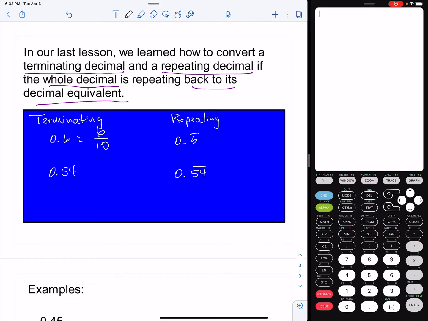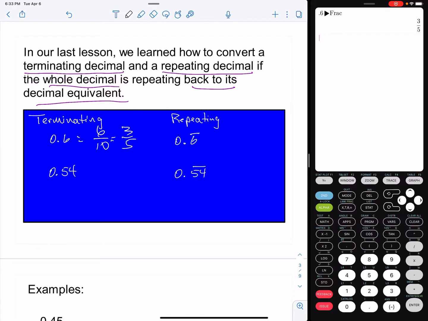Now, if you remember, what I taught you to do is just simplify on the calculator. So I've got my calculator pulled up, which is a similar calculator to the one that you're using in class right now, or that you're using on the computer. And all you have to do is type in the decimal, 0.6, and then do math, enter. And it gives you the simplified fraction. So in this case, 3/5.